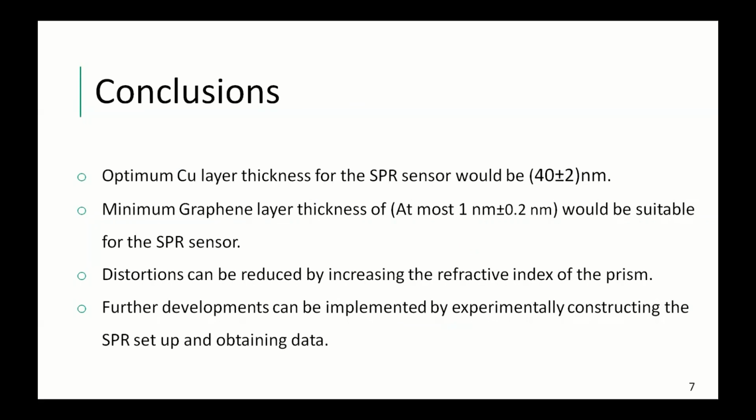Finally, conclusions can be made that the optimum copper layer thickness for the SPR sensor would be 40 nanometers. A graphene layer thickness of at most 1 nanometer would be suitable for the SPR sensor. Distortions can be reduced by increasing the refractive index of the prism, such as using glycerine instead of water as the prism material. Further developments can be implemented by experimentally constructing the SPR setup and obtaining data.